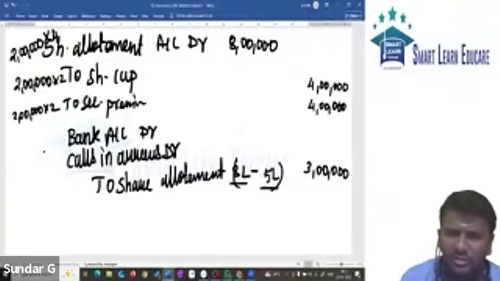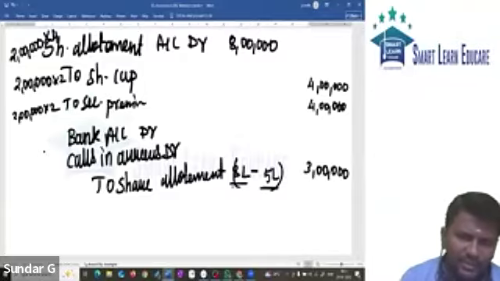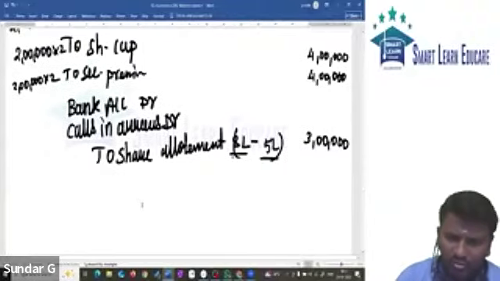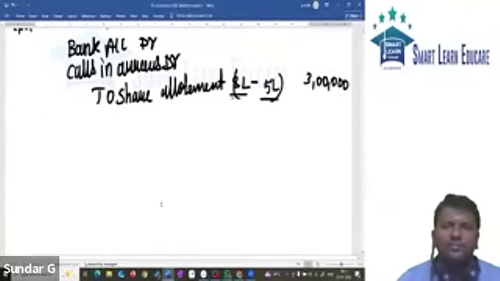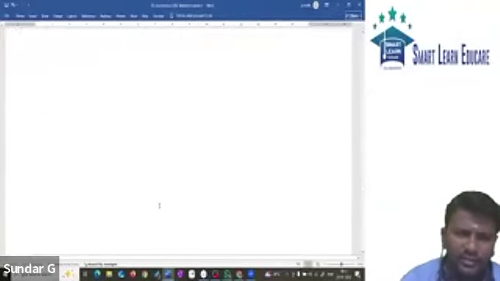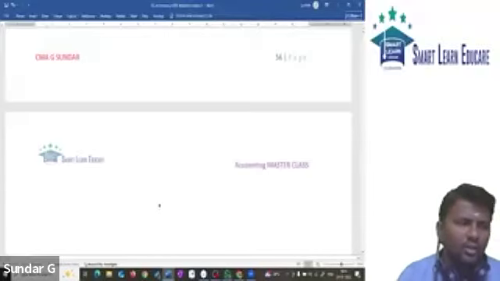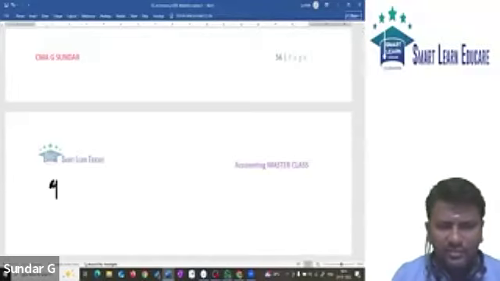Already how much have we received now? 5 lakh. 8 minus 5 will give you 3 lakhs. And what is the amount of calls in arrears? We have some calculation here. Very interesting calculation. Important. You should have the columns like last sum.